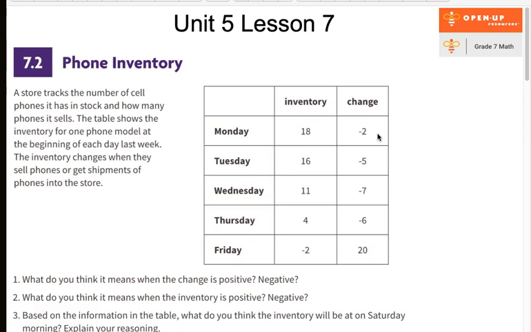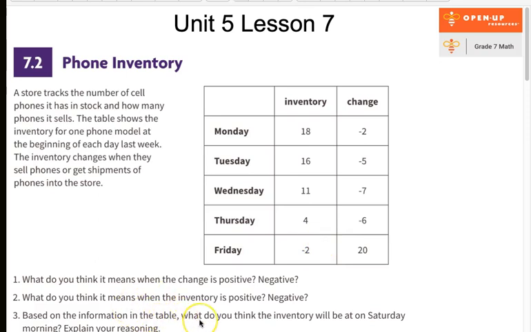What do you think it means when the inventory is positive and negative? Positive would be that they have that many cell phones in the store to sell. Negative means that they have people who want to buy the cell phones, but they don't have enough of them in stock or in inventory, so that would be a negative.